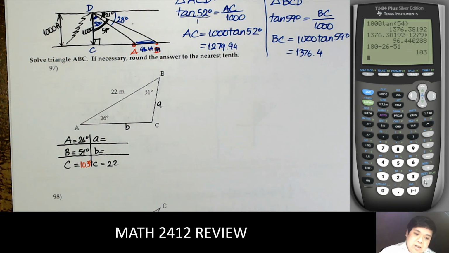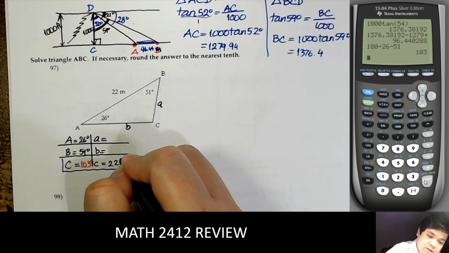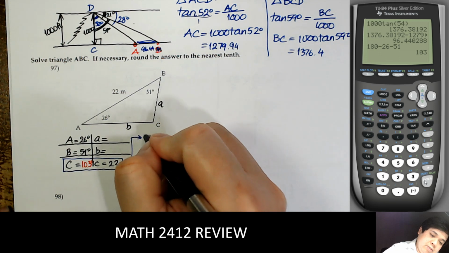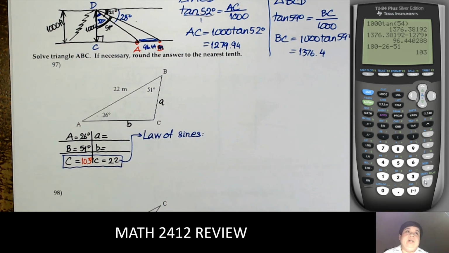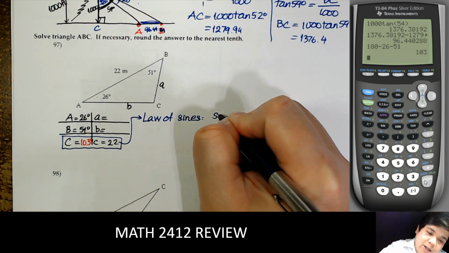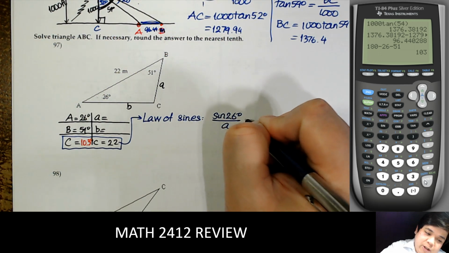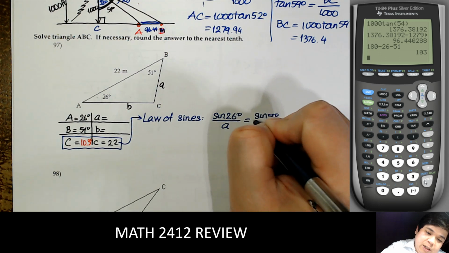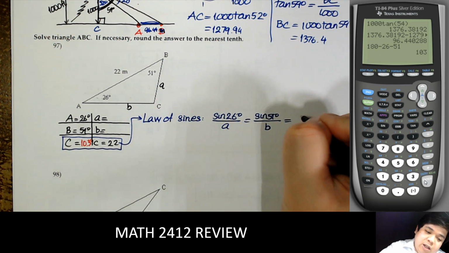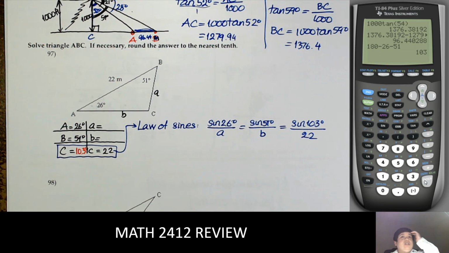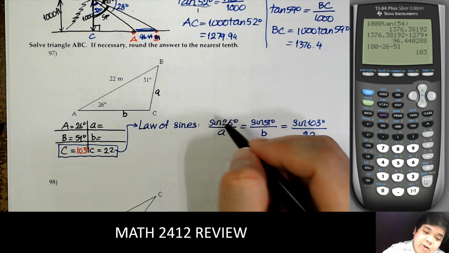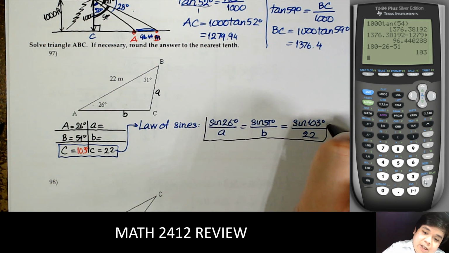Right, the rest is easy. Now if we have a pair of opposite side and angle, that is where we use the law of sines. I just write everything we have in the ratio. Sine of 26 degrees, little a, don't know. Sine of 51 degrees, little b, don't know. Sine of 103 degrees, little c, 22. Right, and we just pick two ratios, then cross multiply and find what's missing. First, I'm going to pick A, the first one and the last one.